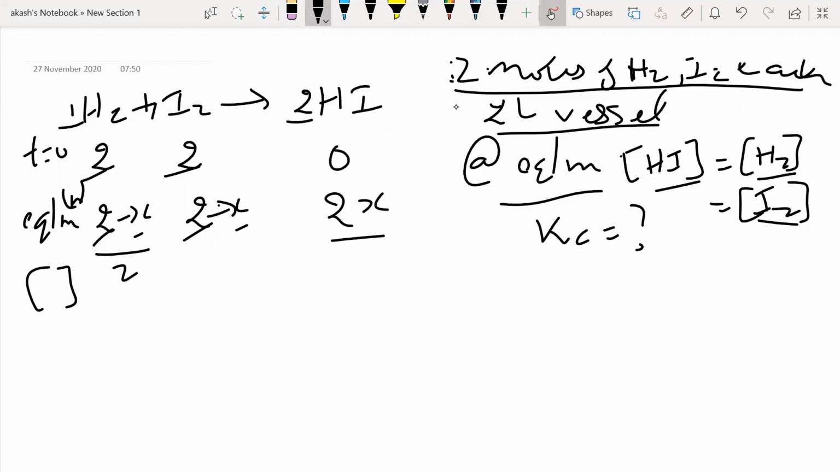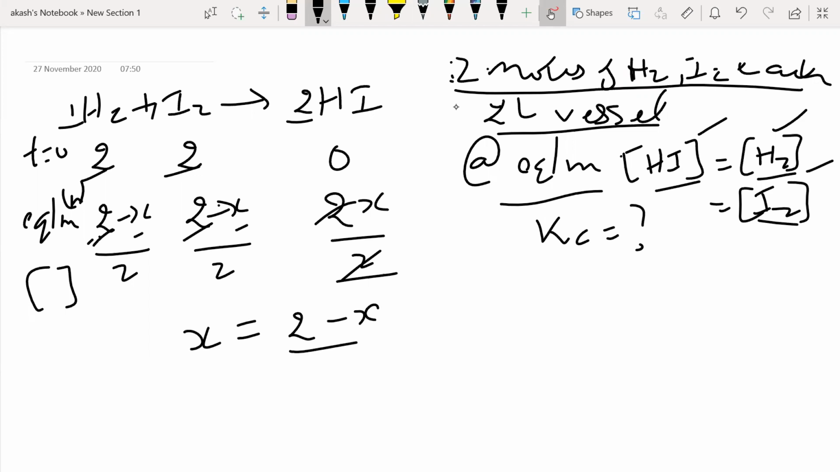2 minus x divided by 2, this divided by 2, and 2x divided by 2. Okay, now what they are telling? They are telling that the concentration of HI at equilibrium is equal to any of the two concentrations of H2 or I2. Okay, so now how will I go about the question? Now I can take this, so 2 and 2 get cancelled, so I can write x is equal to, now what I have, I can take either one of them, say 2 minus x divided by 2.